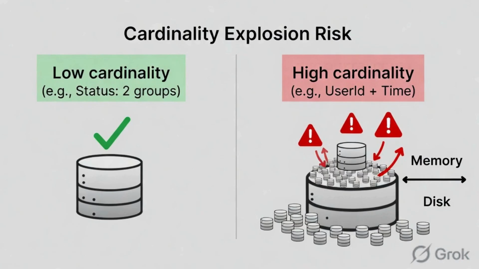The middle divider says it all. Cardinality explosion risk. The more unique group keys you create, the worse it gets. This is why binning timestamps or filtering early before group by is non-negotiable in production. Keep cardinality low, or your queries will pay the price.